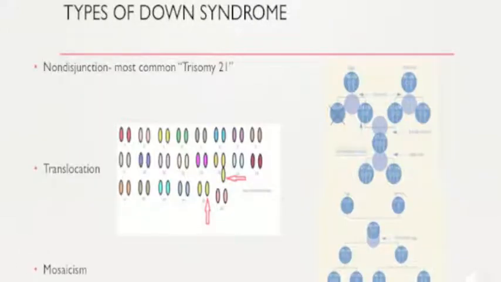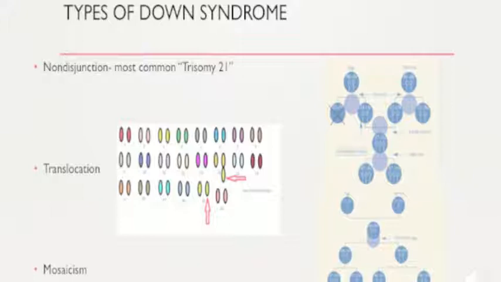There are 3 types of Down syndrome. The first one is non-disjunction, and this is most commonly what they're referring to when someone says trisomy 21. So this is an error in cell division. The embryo has 3 copies of chromosome 21. The pair of 21st chromosomes falls into a separate sperm or egg cell, and an extra chromosome is replicated in every cell. This has a 95% occurrence rate.